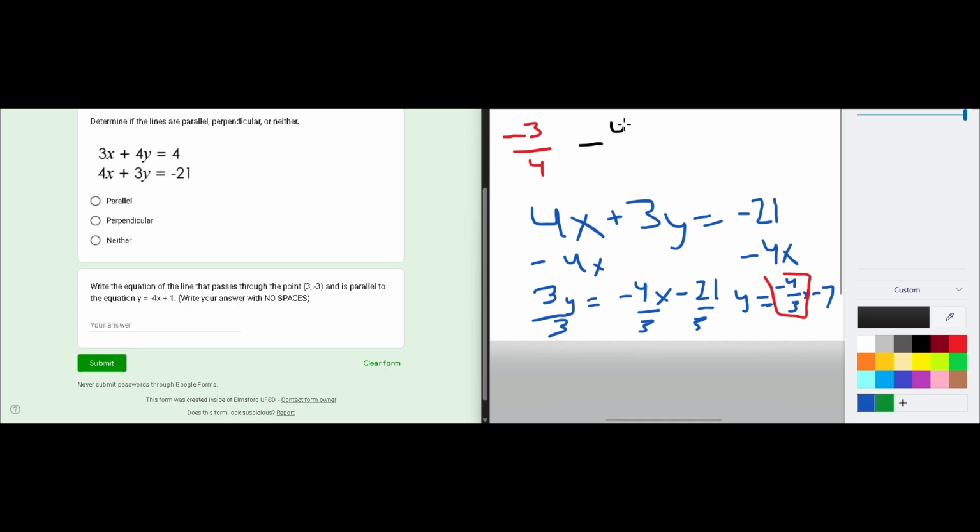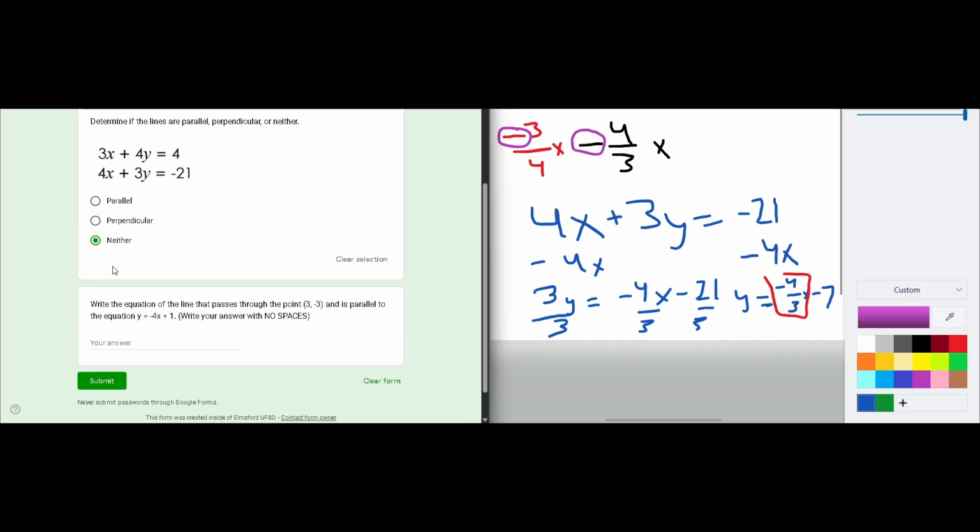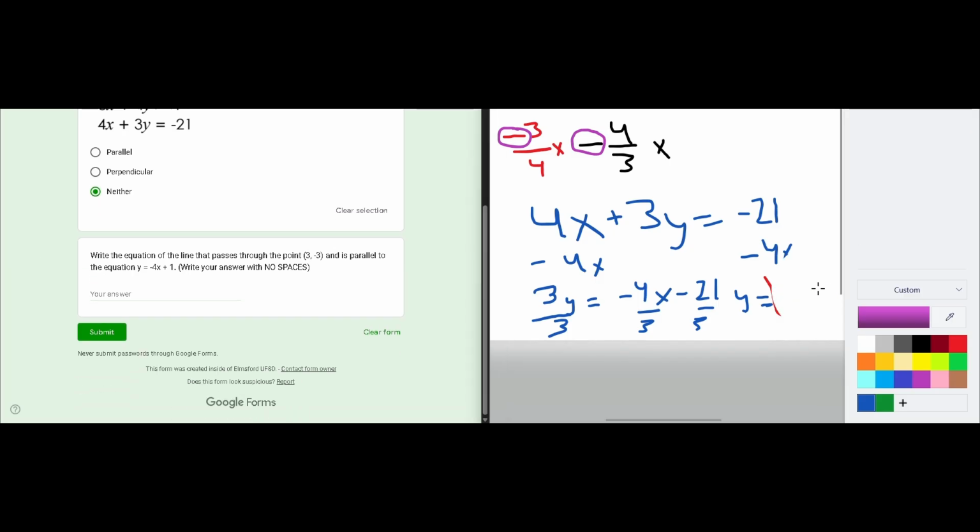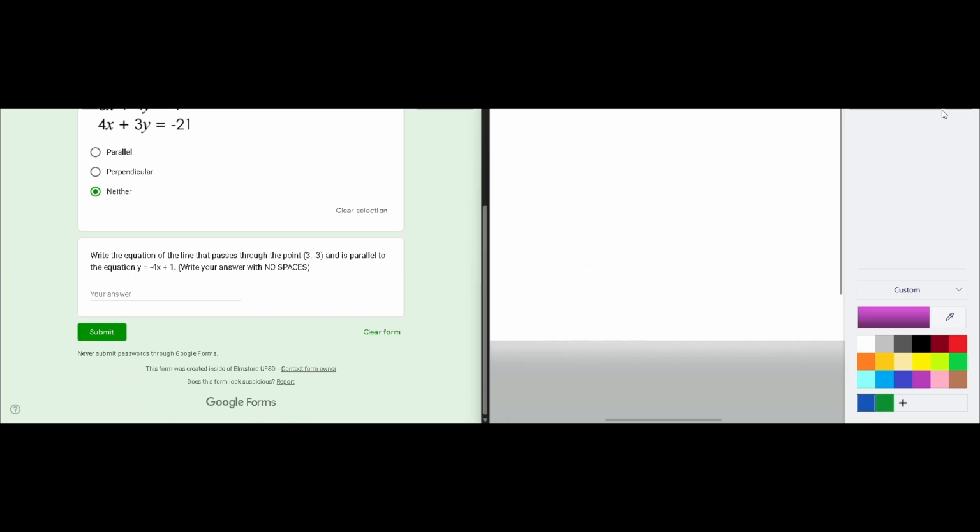This might trick you. Negative 3/4 and negative 4 over 3 is not a perpendicular slope. A perpendicular slope must be opposite reciprocal, like we covered in the beginning. These both are negatives and not opposites. Therefore, our choice is neither.